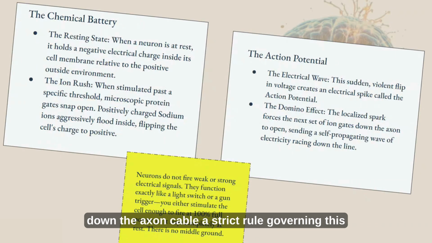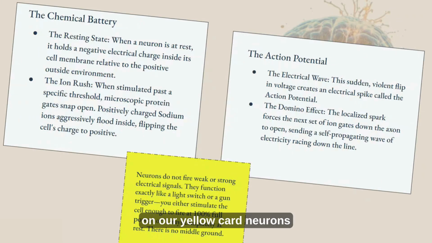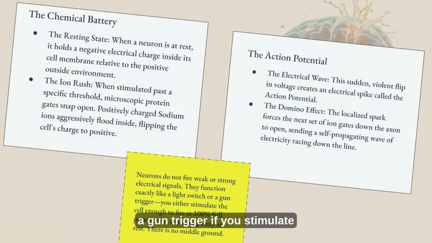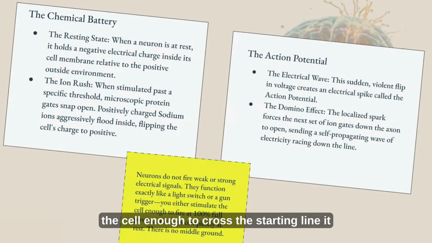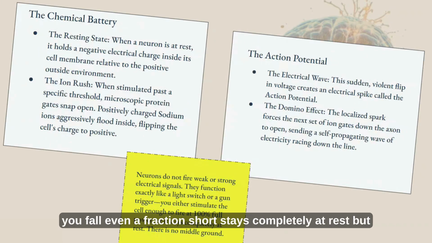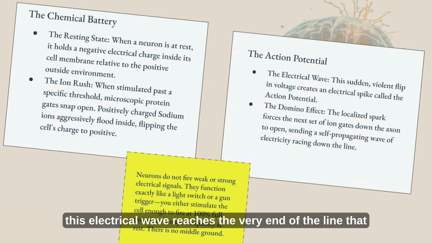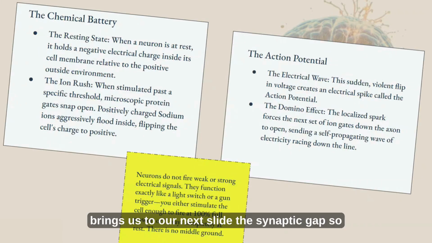A strict rule governing this process is the all or nothing law. Detailed on our yellow card, neurons cannot fire a weak or strong electrical spark. It operates exactly like a light switch or a gun trigger. If you stimulate the cell enough to cross the starting line, it fires at 100% max power down the cable. If you fall even a fraction short, it stays completely at rest. But what happens when this electrical wave reaches the very end of the line? That brings us to our next slide, the synaptic gap.